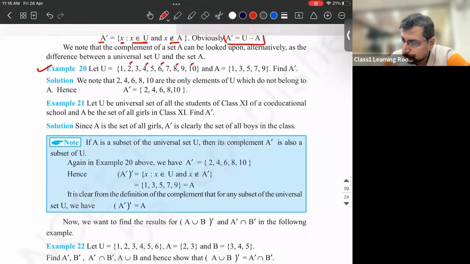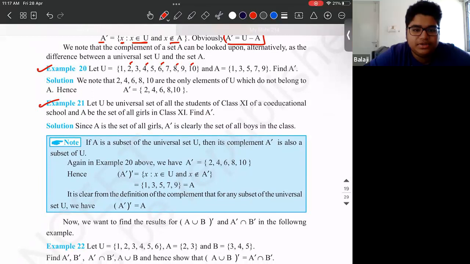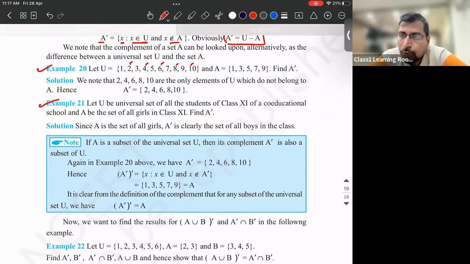Suppose U is the universal set of all students of class 11 of a co-educational school and A is the set of all girls in class 11. Find A complement. So the universal set is the set of all students of class 11 of a co-educational school. A is the set of all girls in class 11. Then what is A complement going to be? The boys in the co-educational school, the set of all boys who are a part of the school. Right.